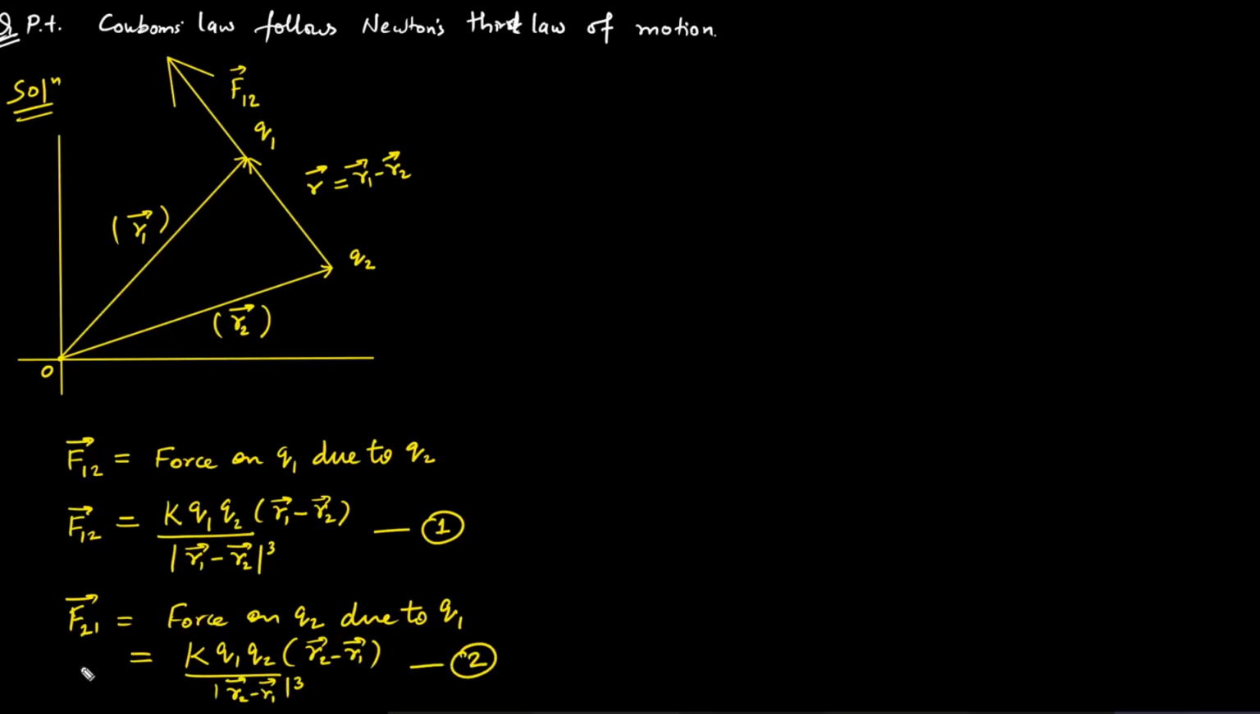This is second equation. Now I want to prove Newton's third law of motion, which means my target is that F of 2,1 vector should be equal to minus F of 1,2 vector. This is my target. So now can I say first of all that R2 minus R1 vector is equal to minus of R1 minus R2 vector? Yes or no?